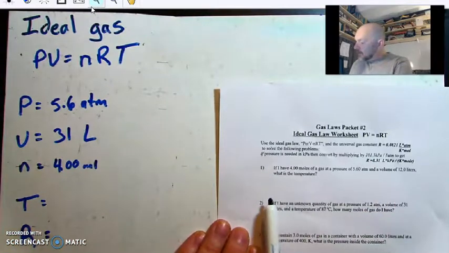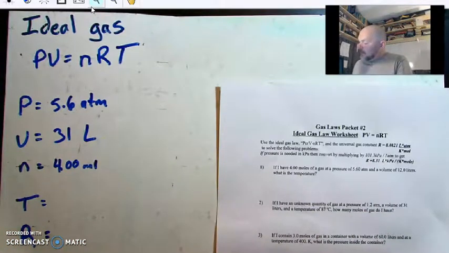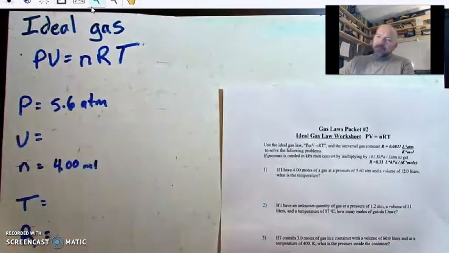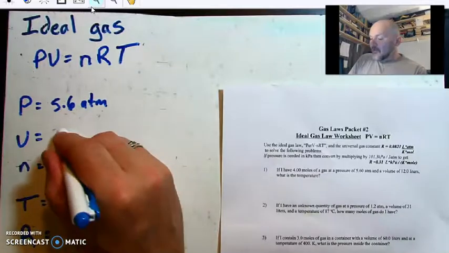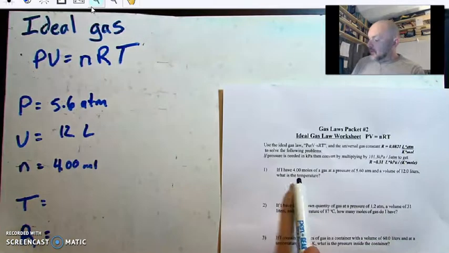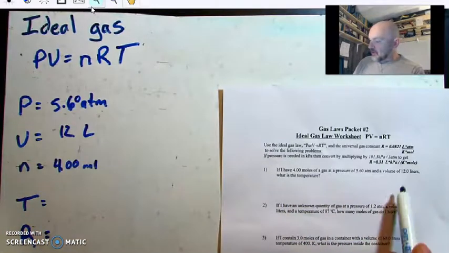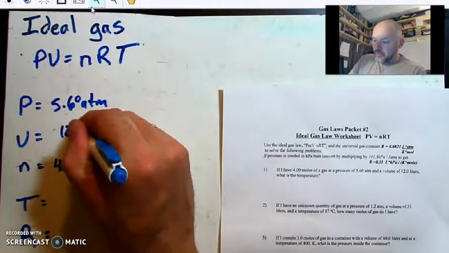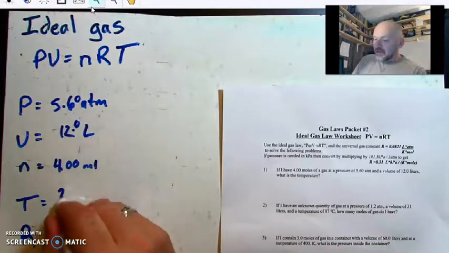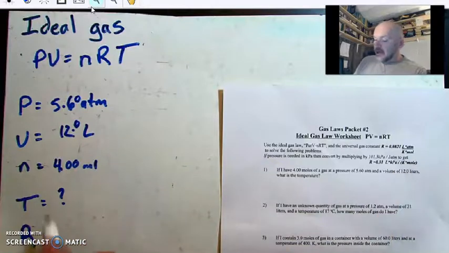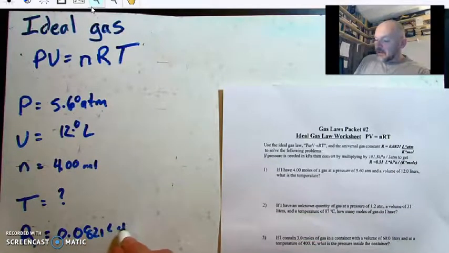And it says, oops, I crossed over. Volume of 12 liters. So 4.00 moles, 5.60 atmospheres, 12.0 liters. What is the temperature? And because we are in atmospheres, liters, and moles, our R is going to be 0.0821 liter atmospheres per mole Kelvin.